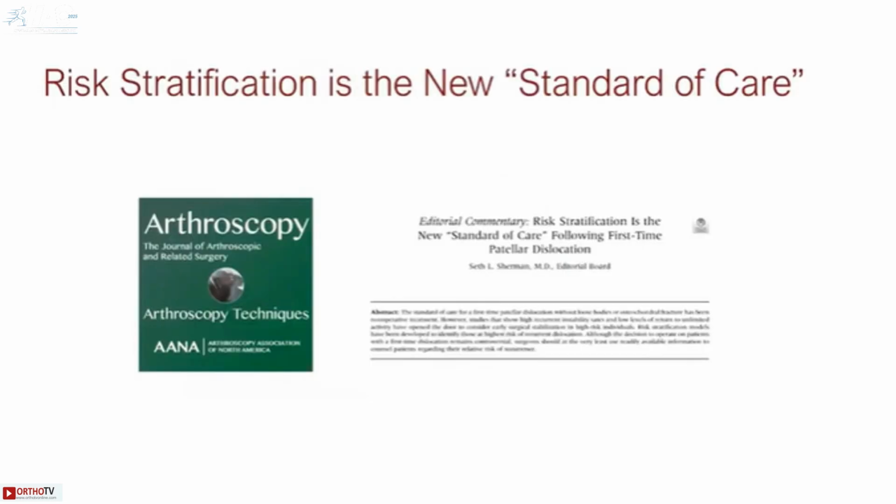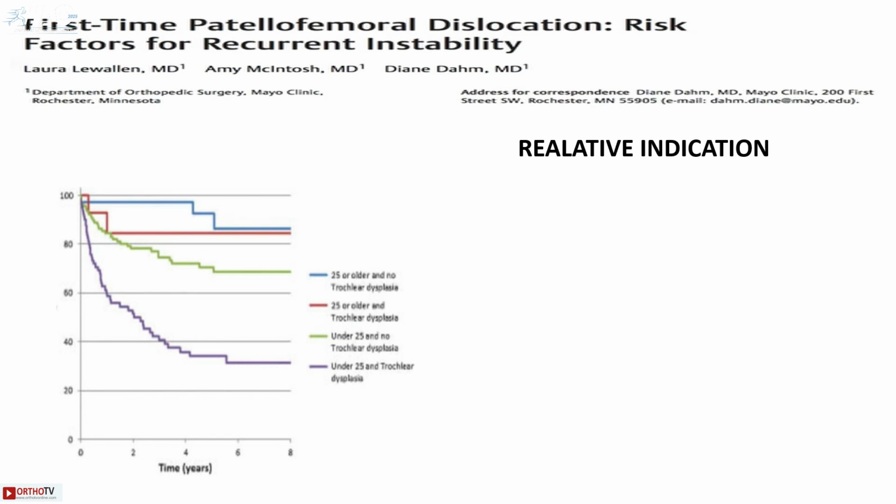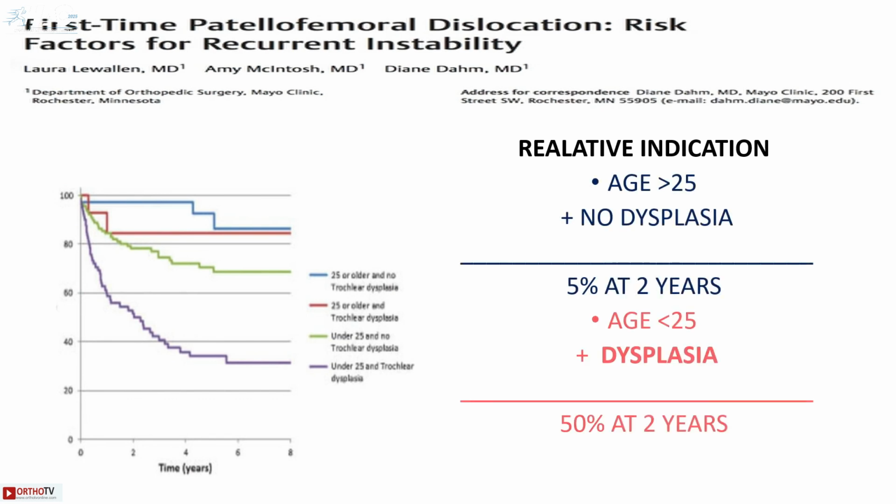This paper was published as an editorial commentary on risk stratification in these patients. Risk stratification is the new standard of care in patellofemoral instability. And this paper published in AJSM by Danny and Dam et al. has evaluated the risk factors for recurrence. A patient who is less than 25 years of age with dysplasia has a high chance of recurrence, about 50% in 2 years.